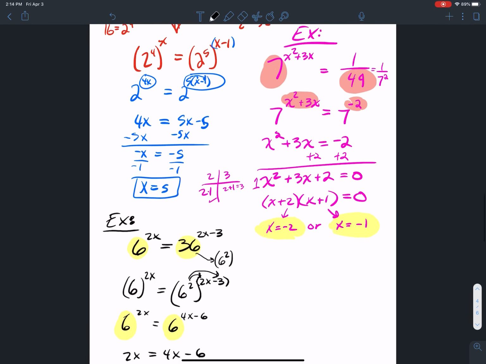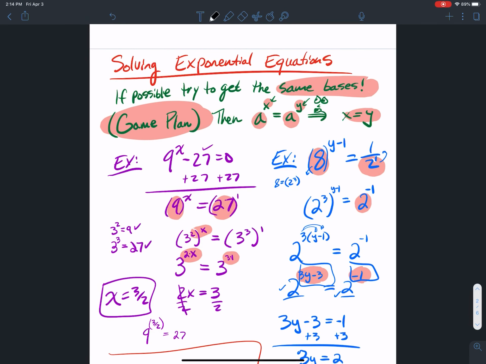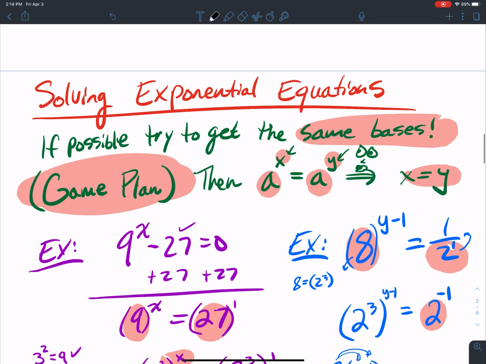So the game plan here, don't forget the game plan. You want to have the same base. Once you get the same base, you set the exponents equal to each other and then solve. Okay? That's all there is to it.